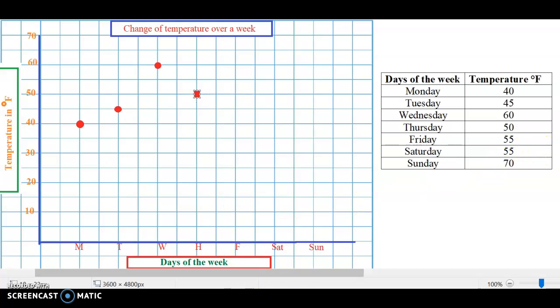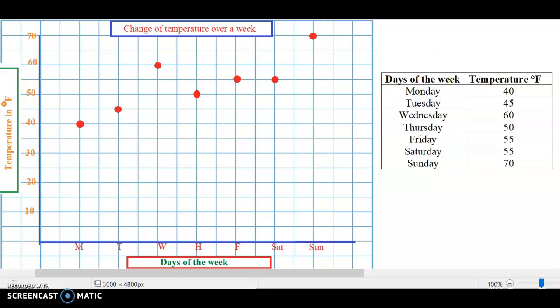Friday 55, 5 degrees warmer. Saturday we didn't have any change in temperature. It's the same as Friday, so not higher or lower. Sunday, 70 degrees Fahrenheit, goes all the way up here. You can always check your work to make sure you're in the right place.